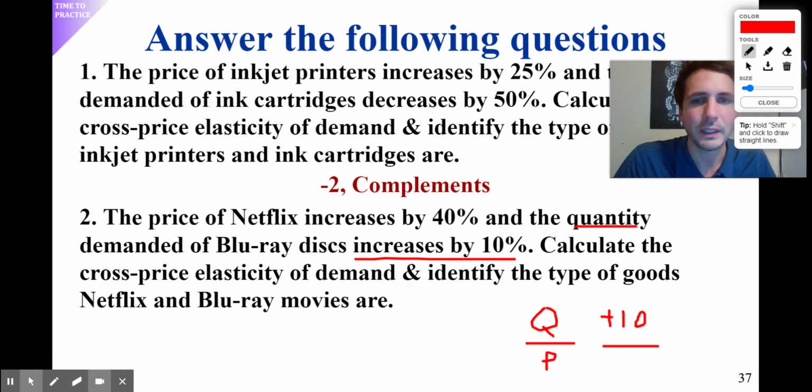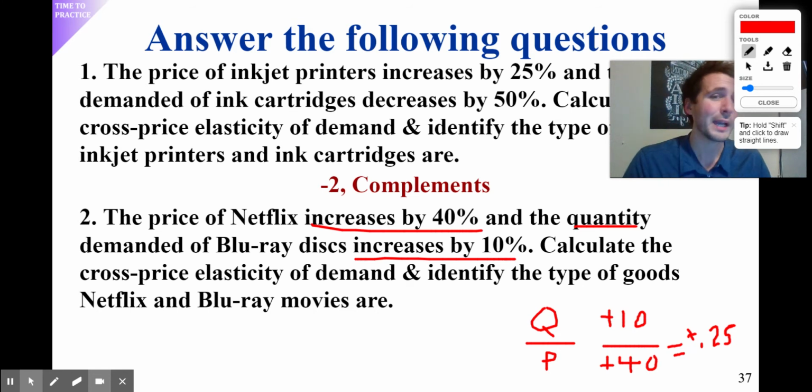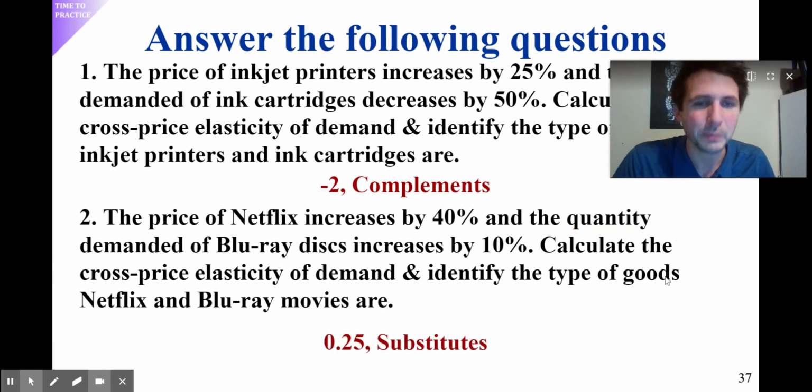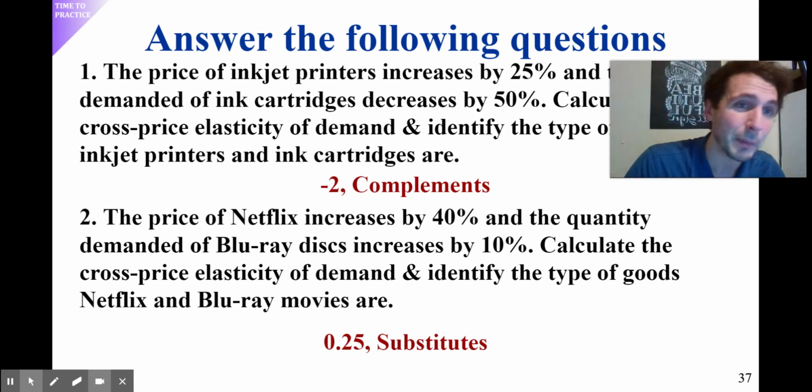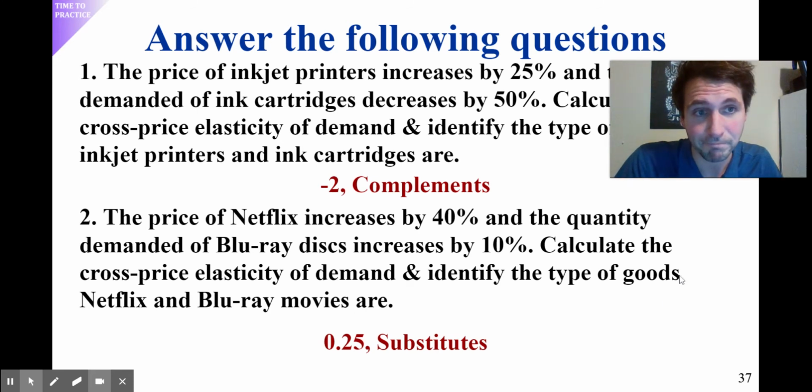My price increased by 40%. So that's going to be plus 40. That's going to kick out a number of positive 0.25. Is that a substitute or a complement? I have a positive feeling about my substitute teacher. Positive substitutes. It's going to be a plus 0.25 and a substitute good, which makes sense. If the price goes up in Netflix, people might buy more Blu-ray discs instead.